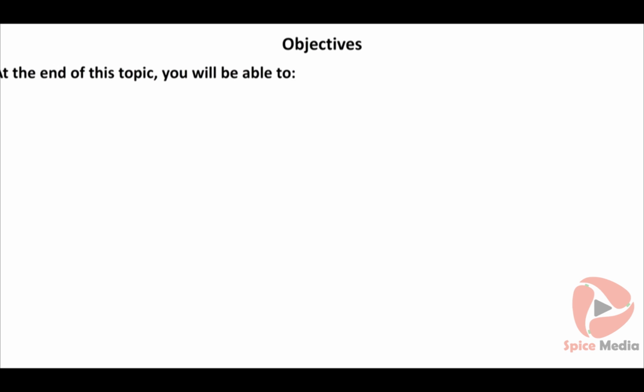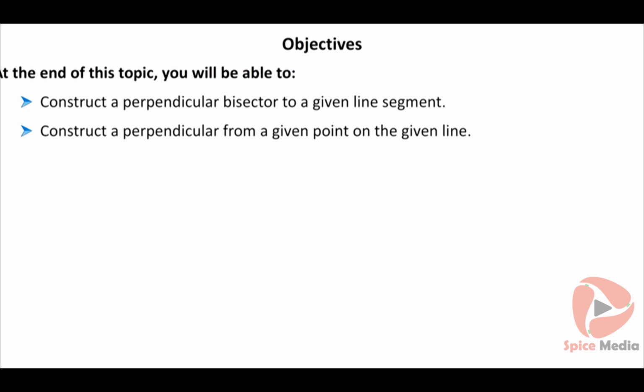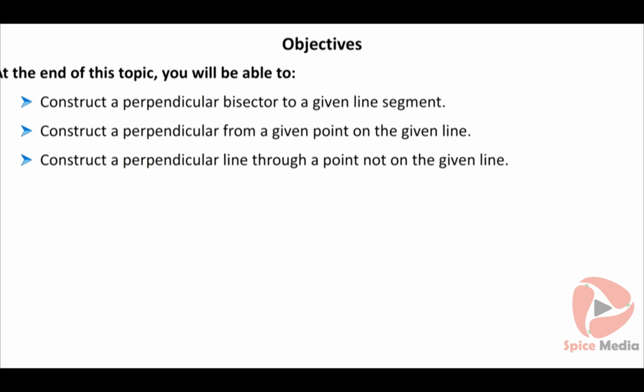At the end of this topic, you will be able to construct a perpendicular bisector to a given line segment, construct a perpendicular from the given point on the given line, construct a perpendicular line through a point not on the given line. Now let us see how to construct a perpendicular bisector.